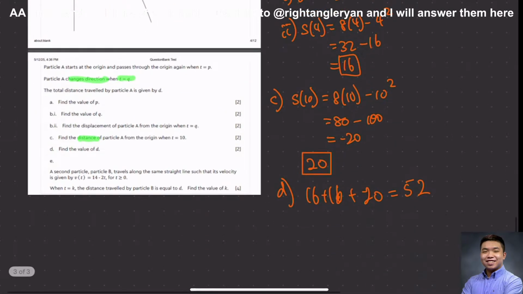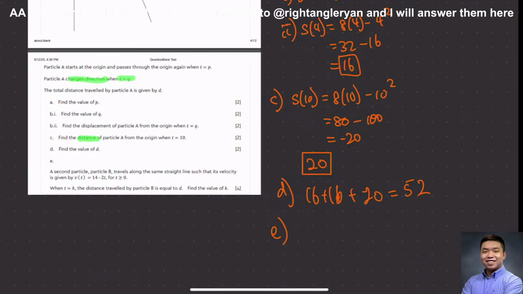Part E. A second particle B travels along the same straight line such that its velocity is given by v(t). When t is equal to k, the distance traveled by particle B is equal to d. Find the value of k.